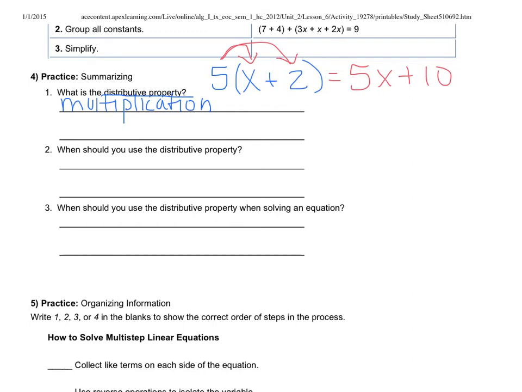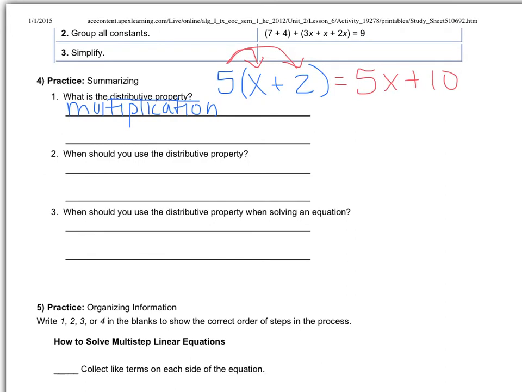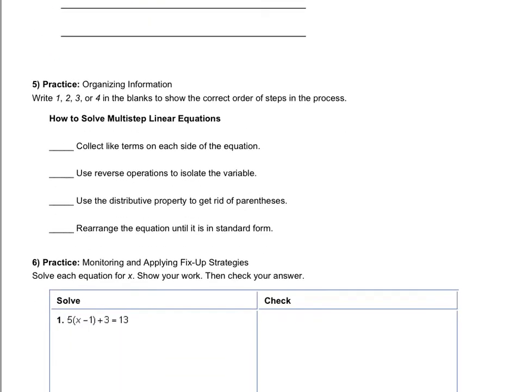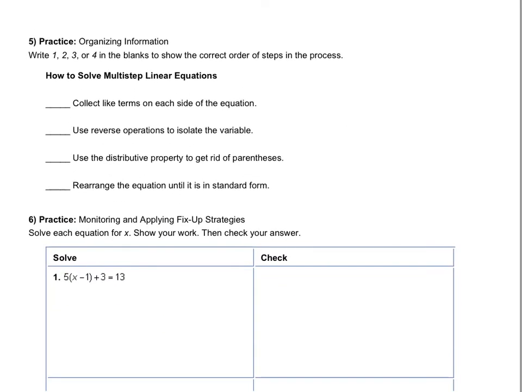So question number 2 says, when should you use the distributive property? When there is a number in front of parentheses. So let's skip down. It asks us for number 5, to organize information, to do some steps, to label steps.